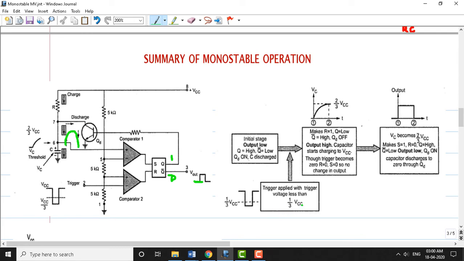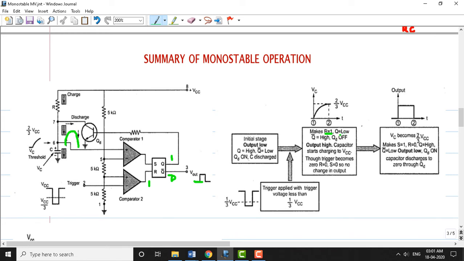Now we apply the trigger pulse here. This is step number 2 in our analysis. In step number 2, we are just applying a negative pulse here at pin number 2. So the trigger is applied with a trigger voltage less than 1 by 3 VCC. So let us see what happens in step 3 once a trigger pulse is applied. Once the trigger pulse is applied, if it falls less than VCC by 3, that makes the reset input 1. So here the reset input becomes 1.